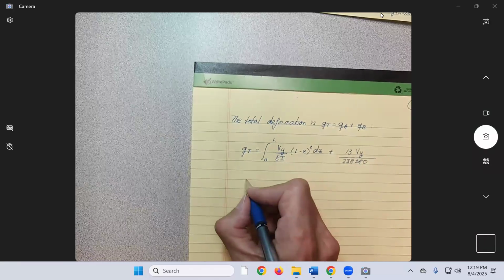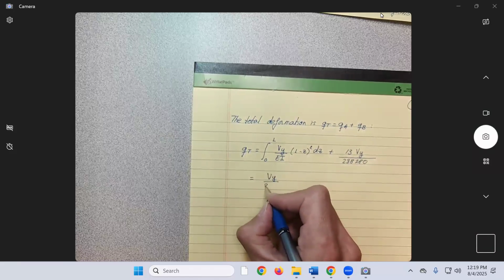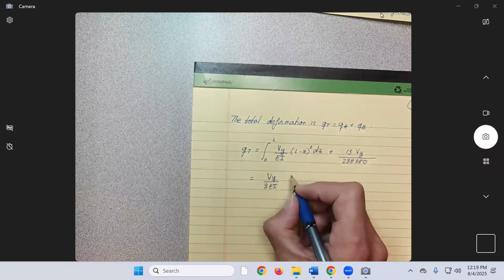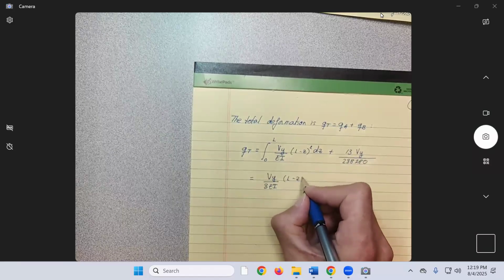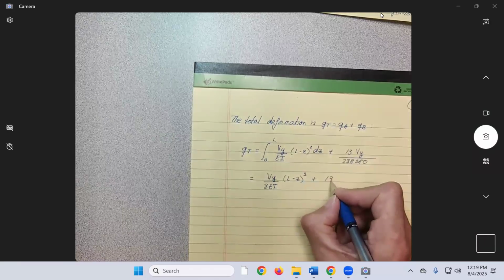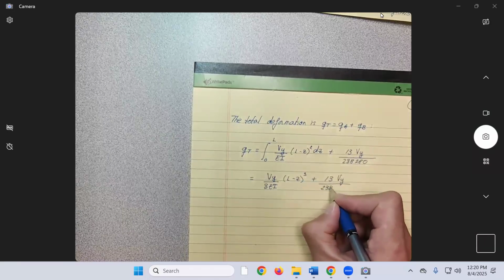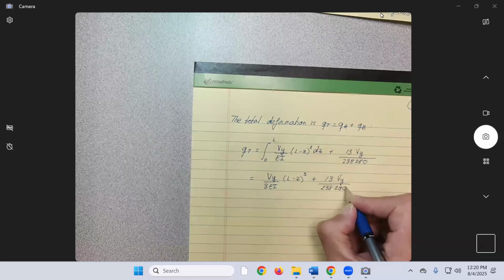So if we integrate this one, it equals Vy divided by 3EI times (L minus Z) cubed, plus 13 Vy over 238,280.